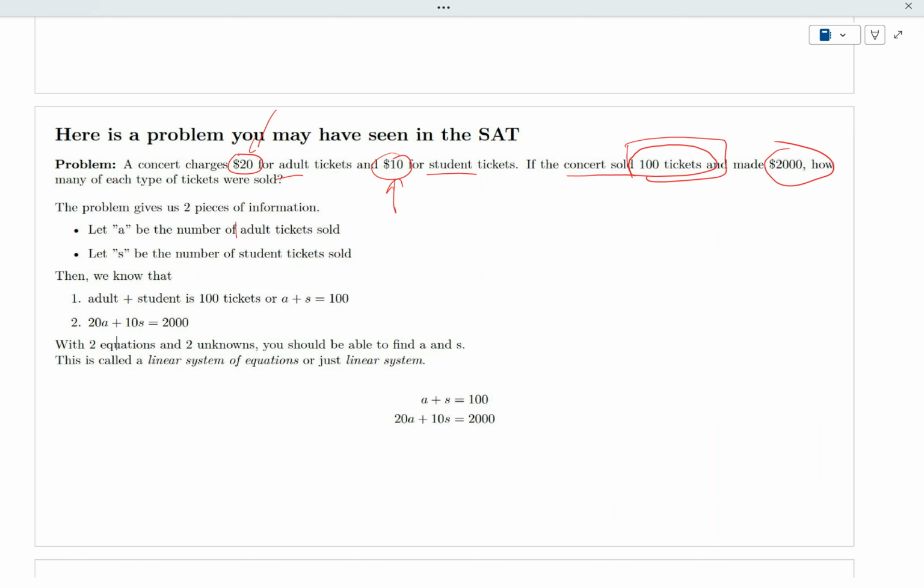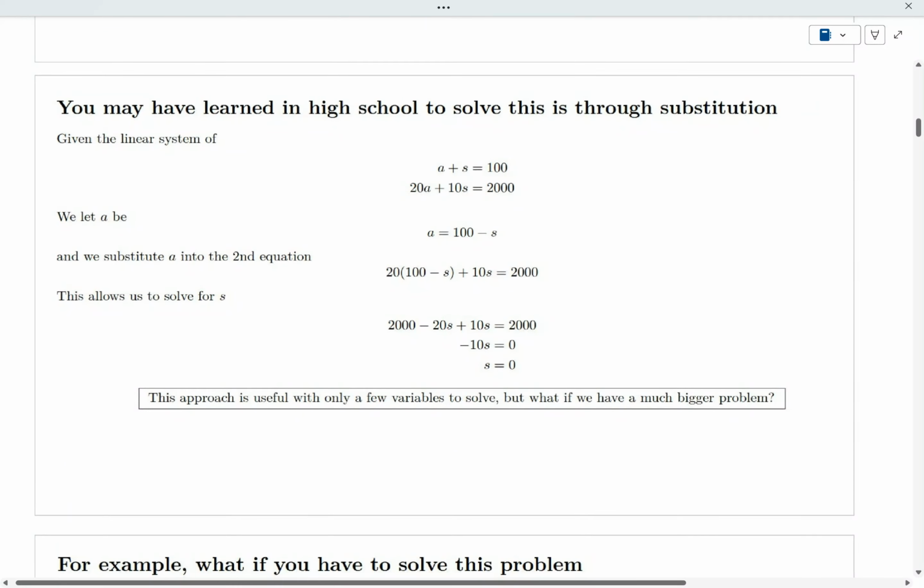So basically, now what we have is two equations and two unknowns. We call these kinds of equations a linear system of equations, or just a linear system. With these, you probably learned from algebra that you can solve these kinds of equations when you have two equations and two unknowns. In high school, you probably learned that you can solve this through substitution.